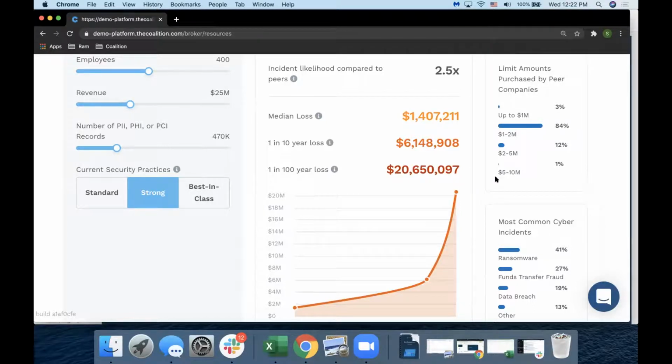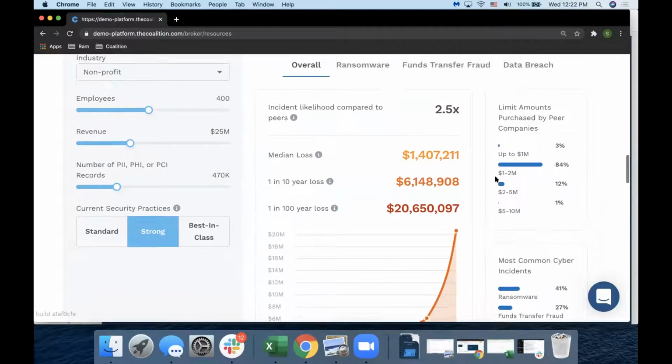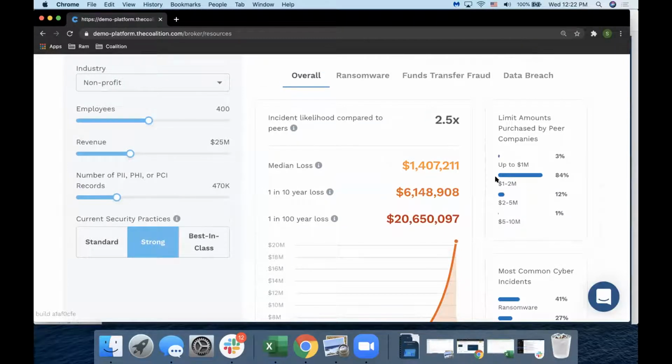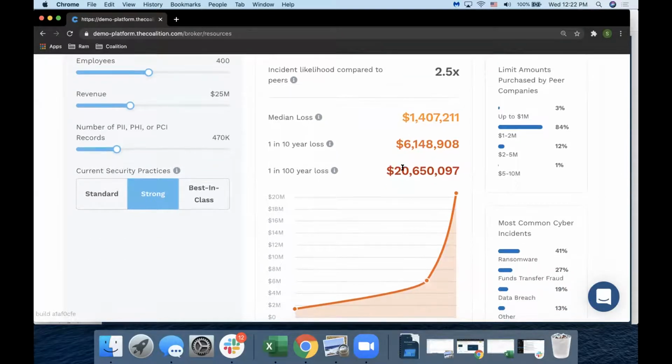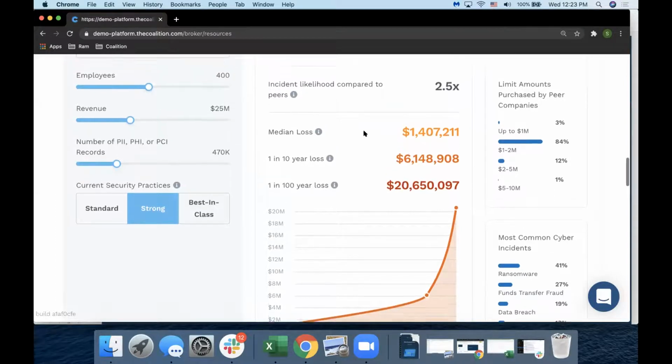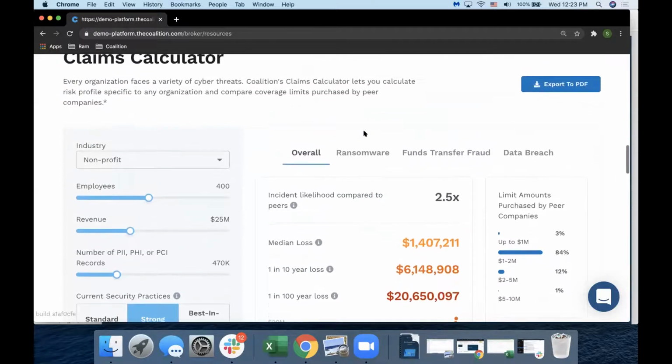this as a broker, I know you're always trying to provide clients the idea of how much limit they should purchase. And clients generally make that decision based upon three things, right? One is, what are my peers purchasing? Which, by the way, we still can provide that to you. Number two, they ask, what are claims associated with my profile to help me with limit purchase? And then finally, obviously, the price, right? And so what we're hoping is this claims calculator gives you the ability to provide better insight, more unique insight, using real data around these three segments of ransomware, funds transfer fraud, and data breach.